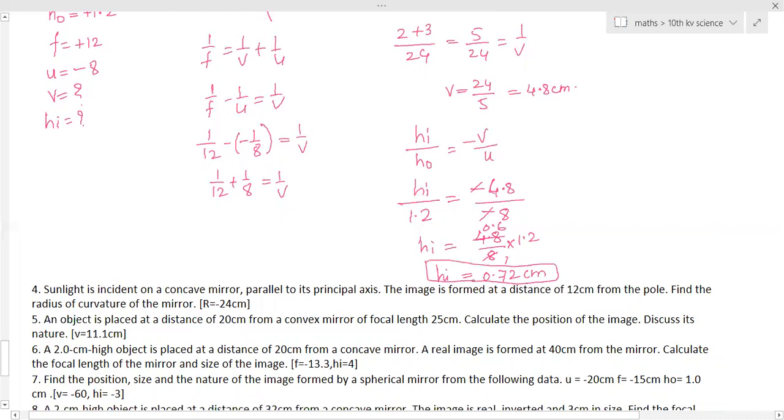And now you got HI positive. So that means, is the image erect or inverted? You got the value of HI as 0.72. Erect. So the image is erect, because HI is positive. Positive means the image is above the principal axis. Above the principal axis means the image is erect.